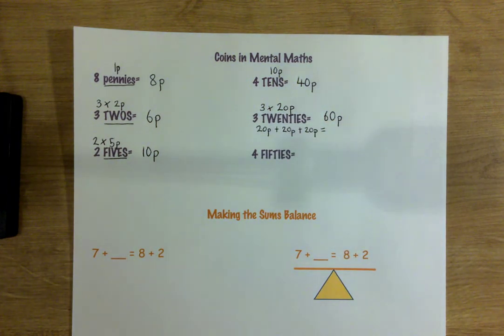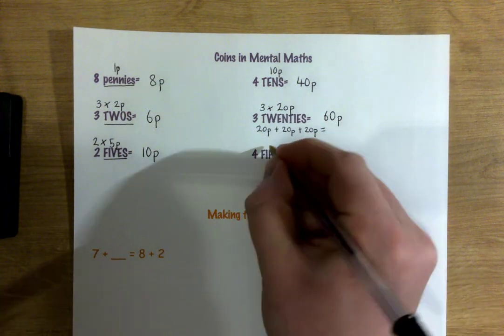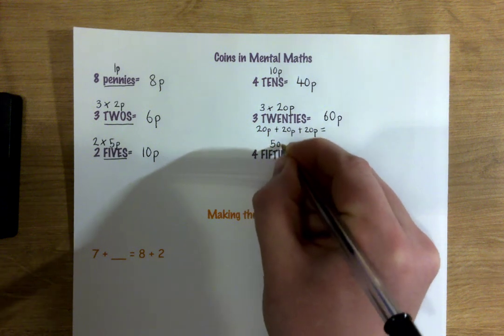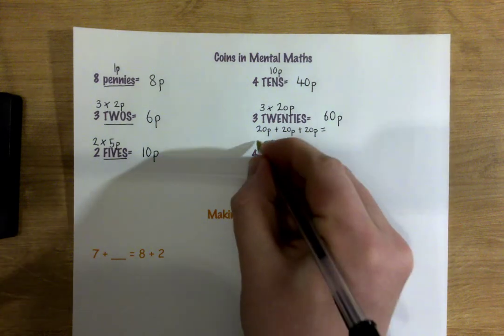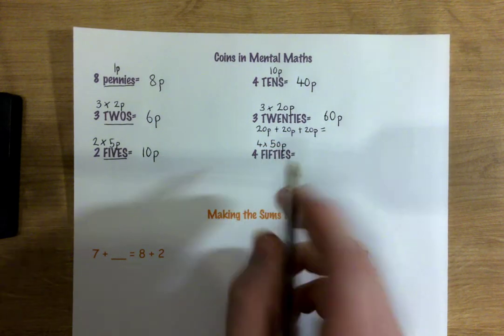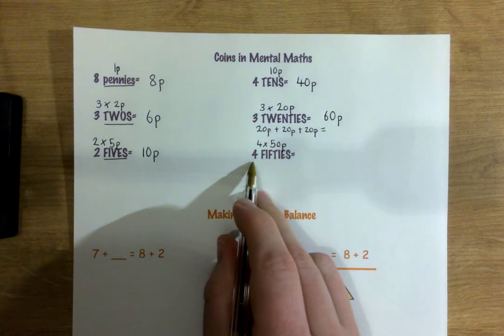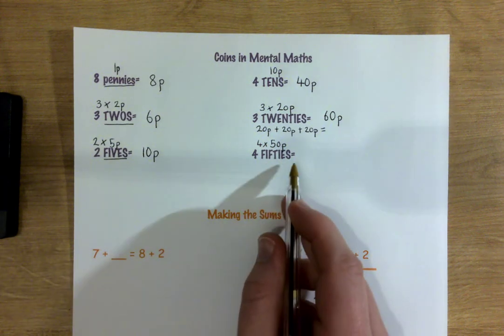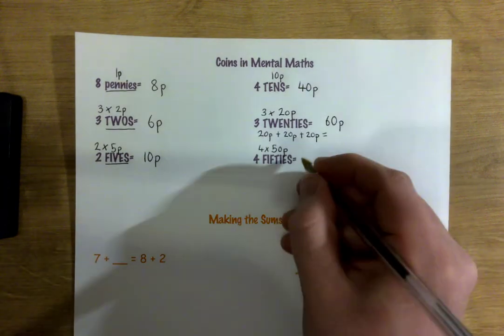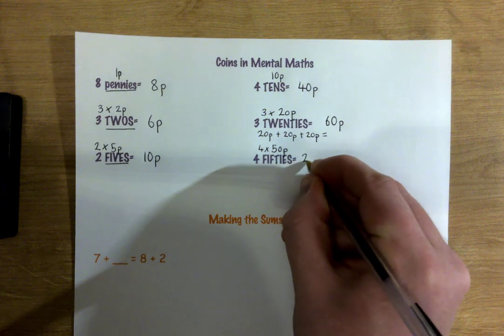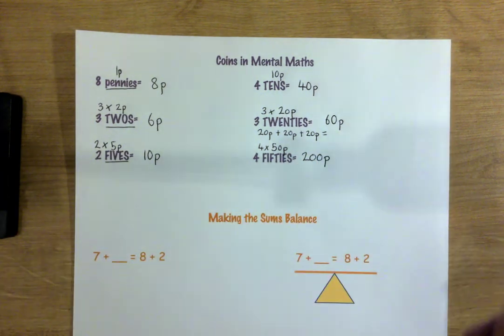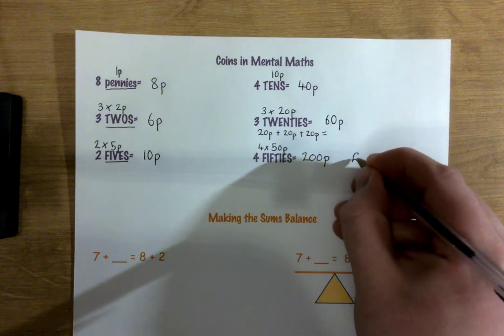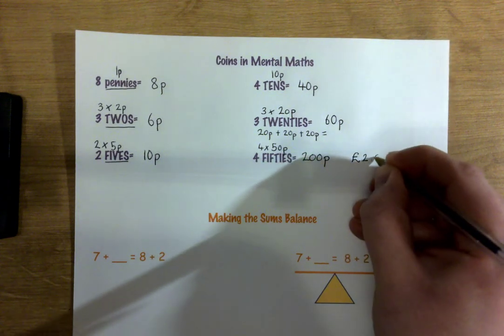4 50s. I wonder if you can guess that before I write the answer. Well, 4 50s means 4 50p coins. Again, you could do 4 times 50p for 4 50s. Or you could do 50p, add 50p, add 50p, add 50p, counting up 4 50s. And that gives us 200p. But we don't usually write 200p. In fact, we usually write £2, 2.00.